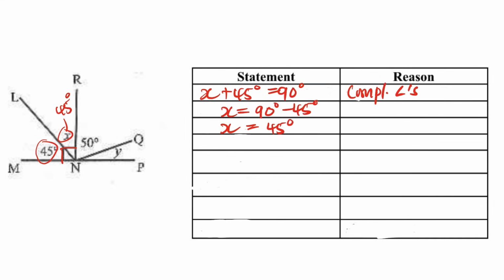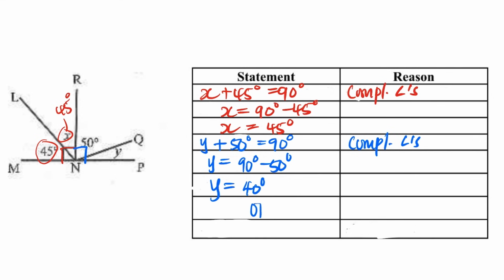So now let's look for y. For y, we can use the complementary angles, because this is 90 as well. So we can say y plus 50 equal to 90. The reason for that is they're complementary angles. When you add the two angles, it gives you 90. So y is equal to 90 minus 50. We transpose the 50, and 90 minus 50 is equal to 40 degrees.